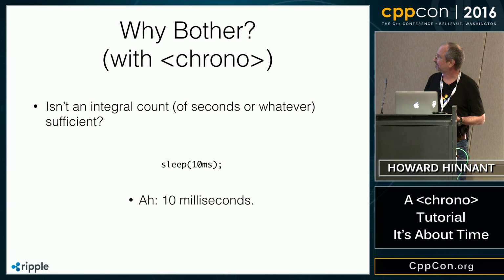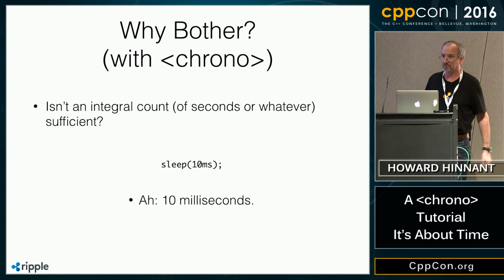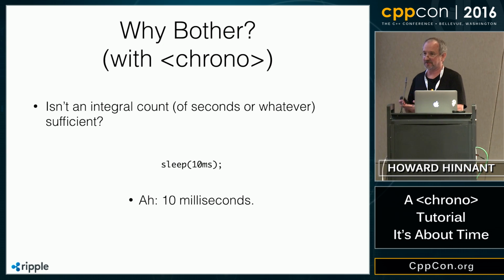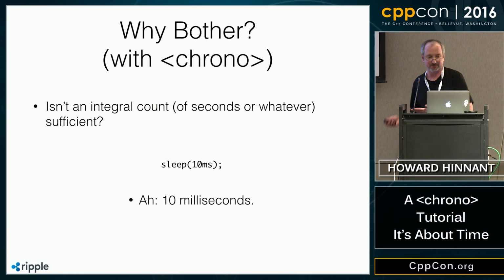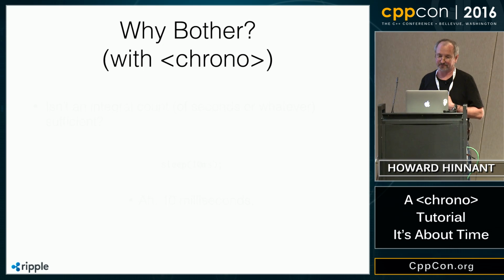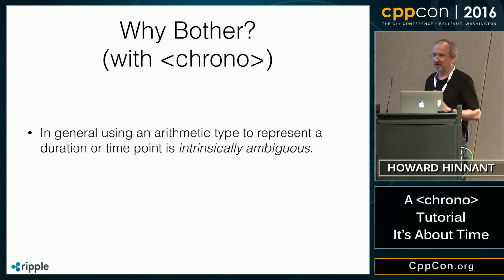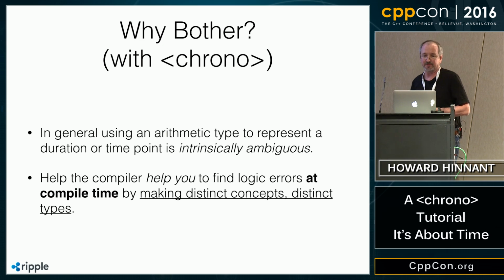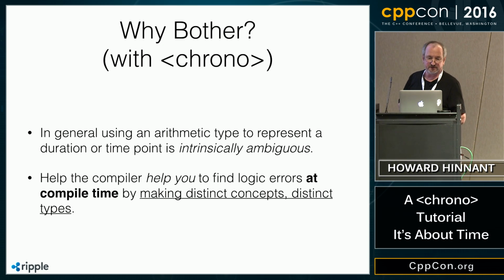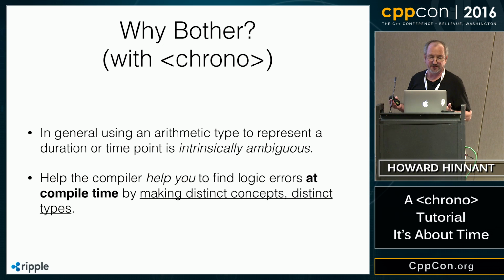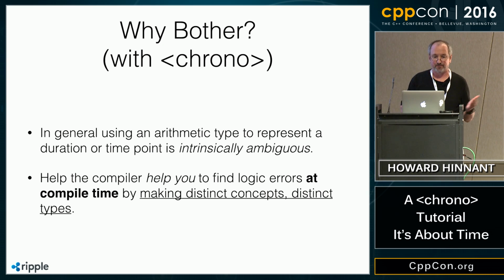I'll be mainly talking about C++14 here, and the parts that are limited to C++11, I'll try to elucidate those. So your code becomes much more readable when you've got a strong type safety system for your units. In general, using an arithmetic type to represent a duration or a time point is intrinsically ambiguous. So chrono is all about helping the compiler help you find your logic errors at compile time. And it does this by making distinct concepts distinct types.